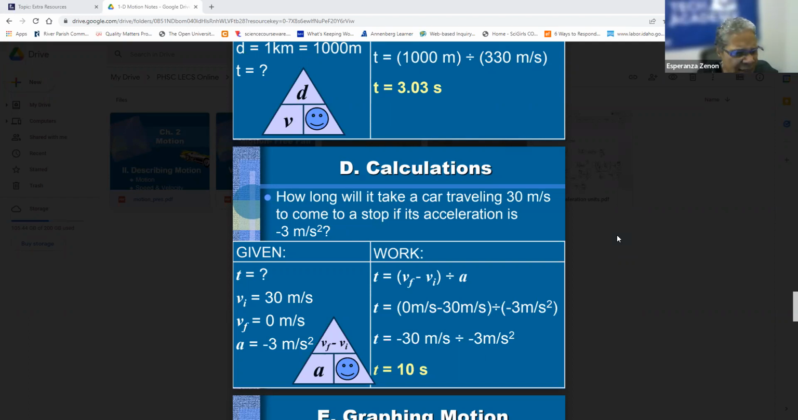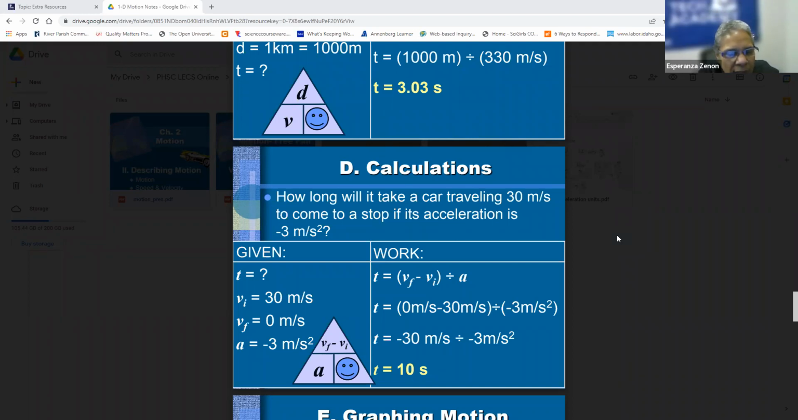Wait a minute. Why is my VF 0? Because it asks you when it stops. That word right there, stop, tells me that the final velocity is going to be 0, right? That's important to be able to read that correctly, because they didn't come right out and say VF equals 0, but they said it comes to a stop. So I have to match that with my understanding of what stop means. Stop means 0, nothing.